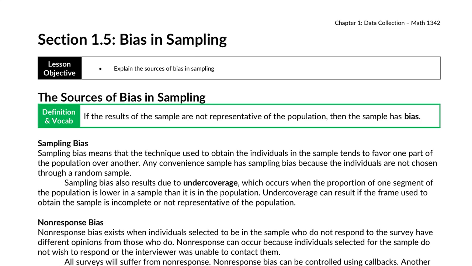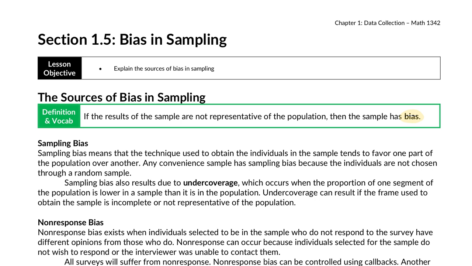So this section 1.5, talking about bias and sampling, we dipped into last section when we were talking about sampling methods. The sources of bias and sampling have different vocabulary terms to talk about different kinds, but bias is talking about when we have results from a sample that are not representative of the entire population, which is why it's so important that we use correct sampling methods when we're trying to get a survey or get an experimental design done. We want to make sure our sample or the groups that we're using have the least amount of bias, so they actually represent the population.